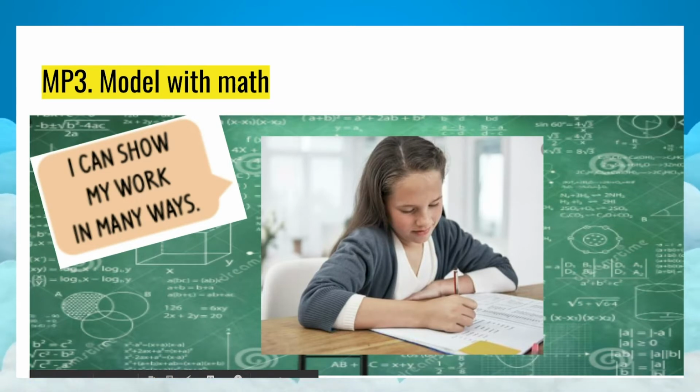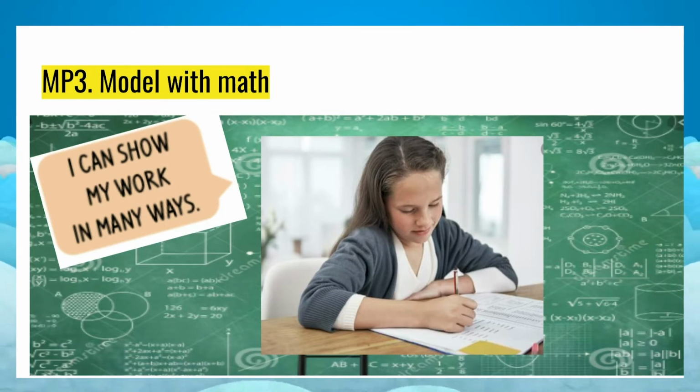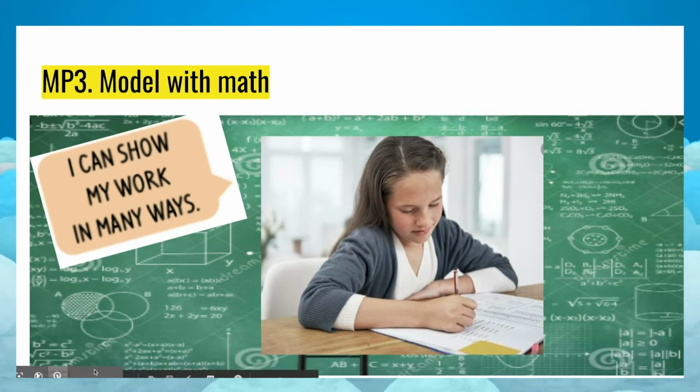Math practice 3, model with math. Take a look at that picture. All of those drawings are actually models to solve problems. Now, some of them are really hard problems, and we haven't gotten to those yet. But when we solve problems in math, we always want to show our work, show our thinking on our paper that gets us to our correct answer. And many times we have to find multiple ways to solve that problem. So model with math means that you can show your work in many ways.